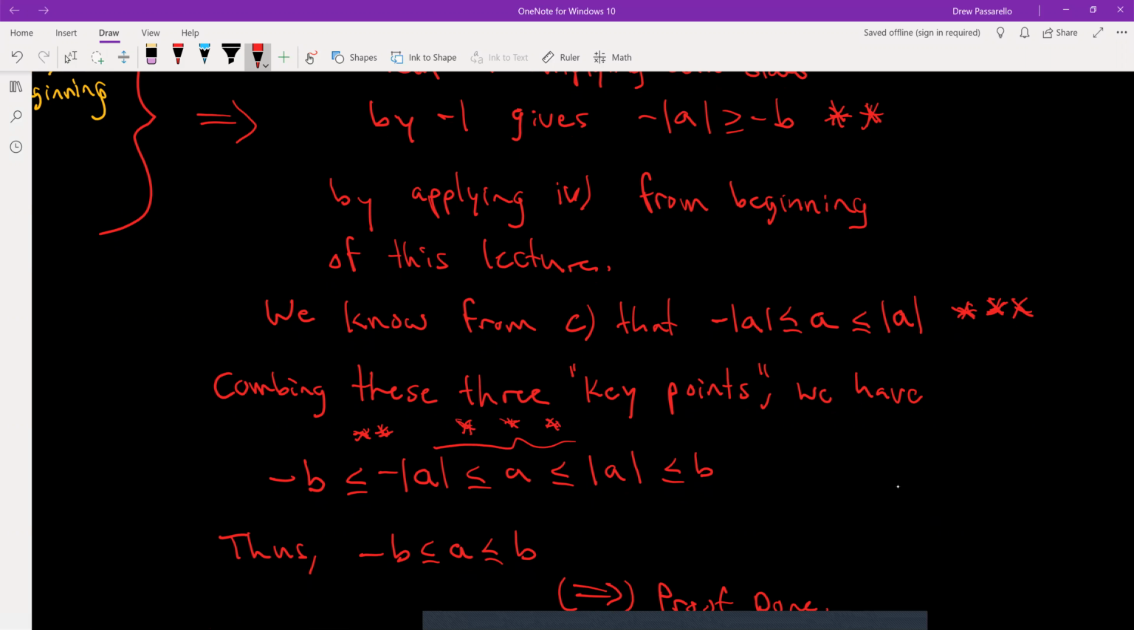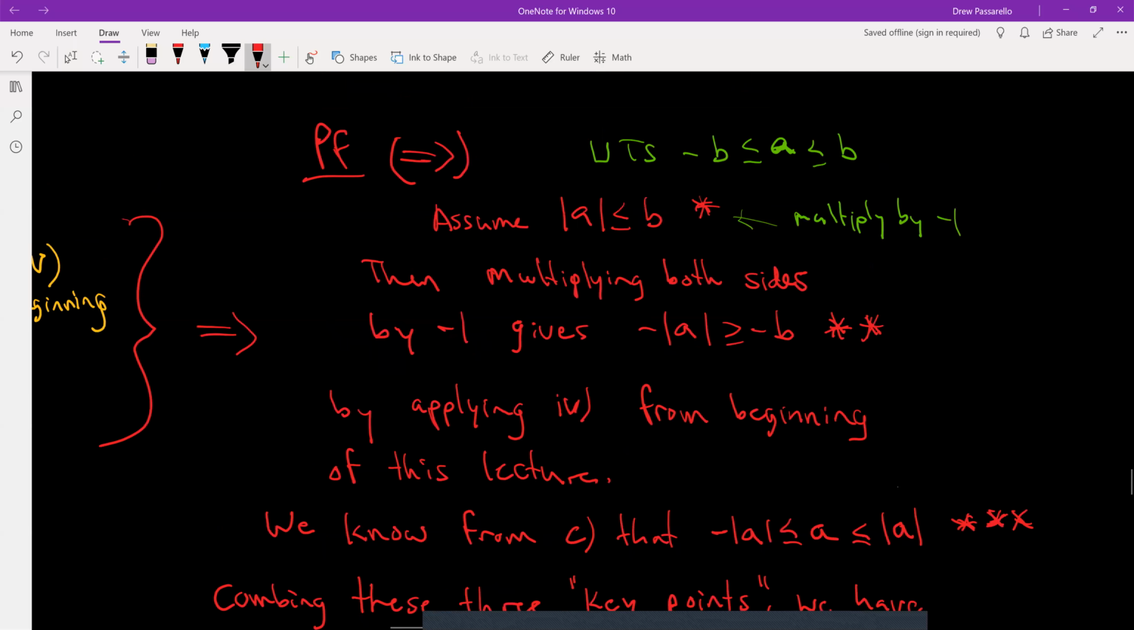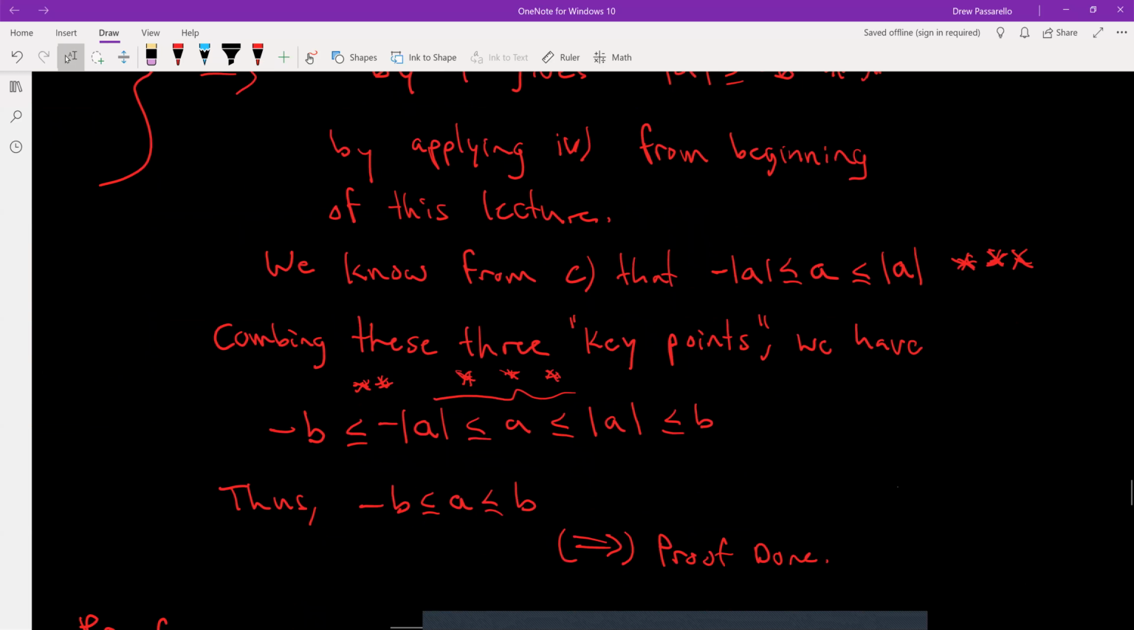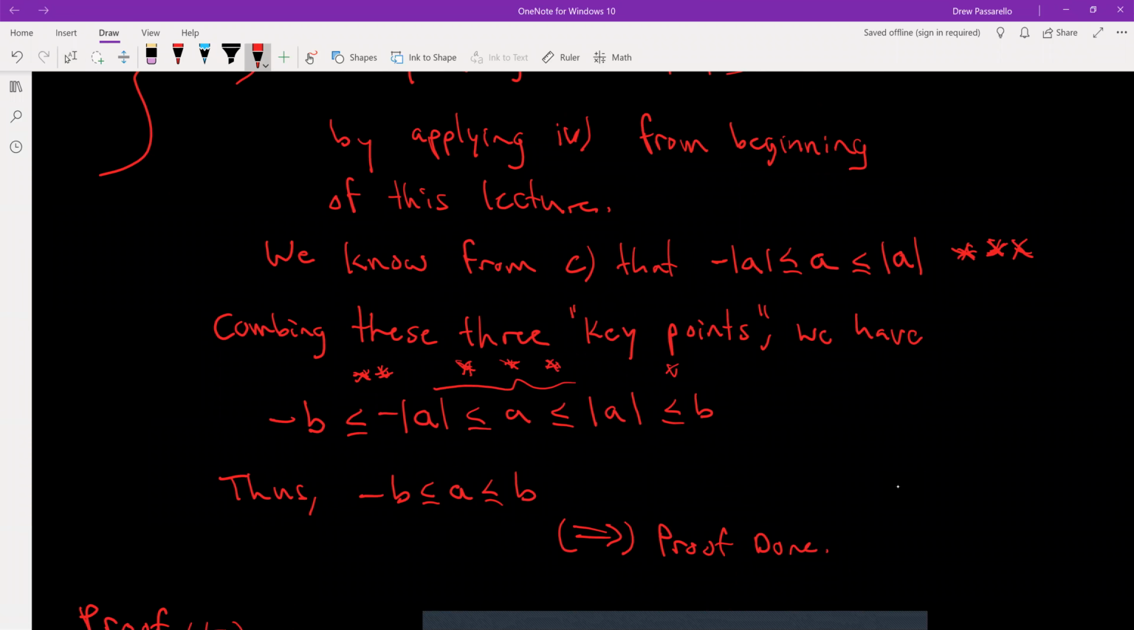And then we have absolute value of a less than or equal to b, and that's our assumption. So that's our first star. So in other words, we have negative b less than or equal to a, which is less than or equal to b. All right, so that completes the proof for the forward direction.